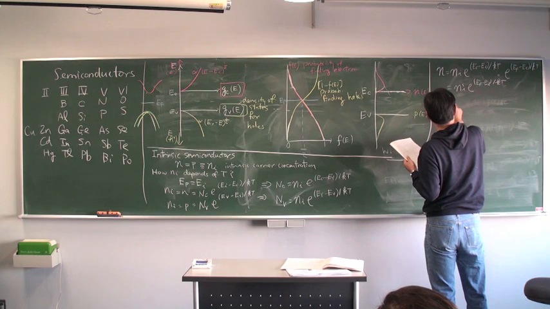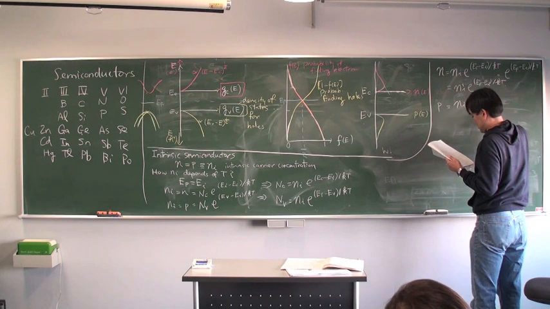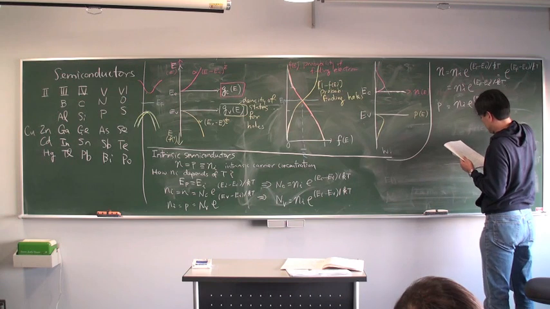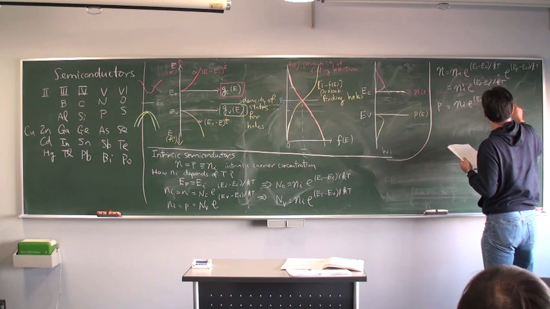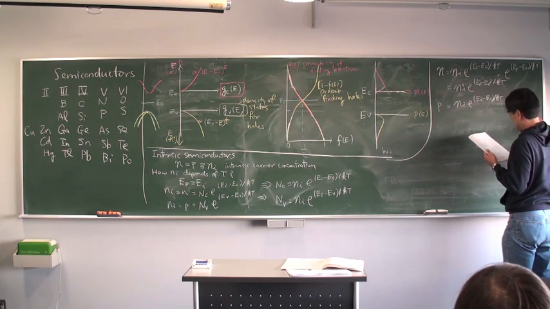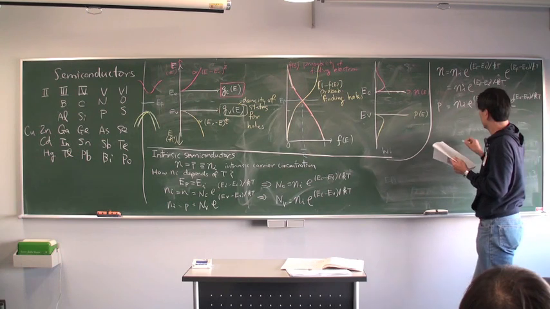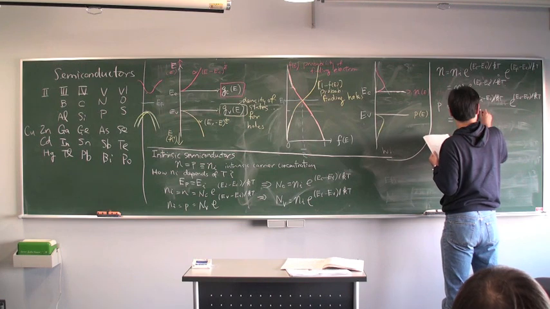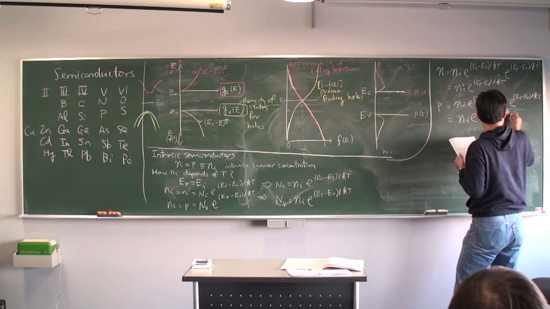And the same is for p, the hole concentration: ni exponential of (Ei minus EV) over kT times exponential of (EV minus EF) over kT is equal to ni exponential of (Ei minus EF) over kT.